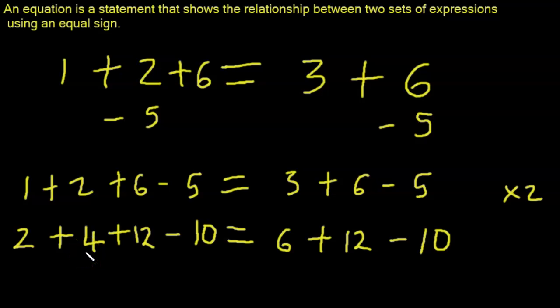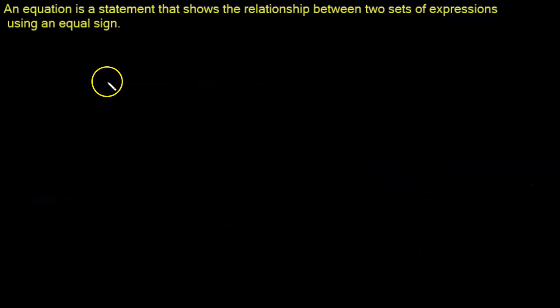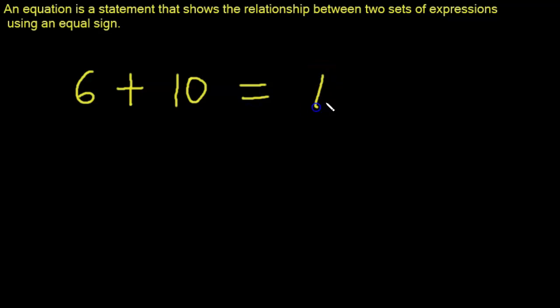And the same holds for division. So say we have an equation like this: 6 plus 10. What is 6 plus 10 equal to? 16. Same holds for division. Let's say I want to divide one side by 2, and the right hand side by 2, or any value for that matter. But let's use 2.